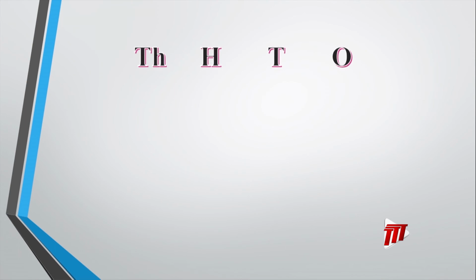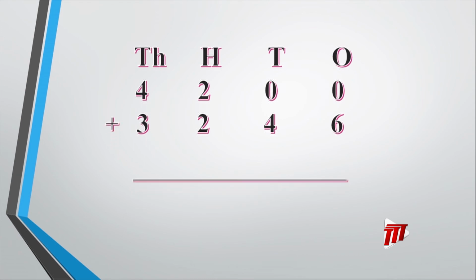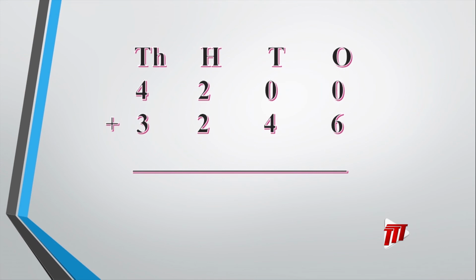So tens, ones, tens, hundreds, thousands. You're writing it vertically again. Same 4,200 from before. Same 3,246 from before, and it's to be added together. So we're going to do this one. Again, I hope that you have your pencil and your paper out because you really need to practice working these things out. So starting from our ones.